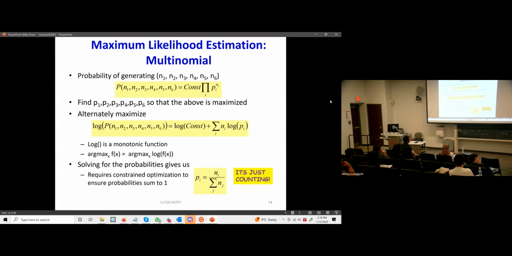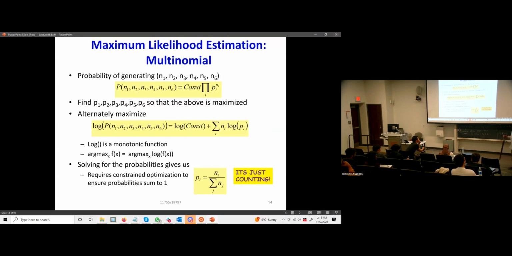Or is there something missing? There must be a constraint. The probabilities sum to 1, right? And how would you include that? I can just use a Lagrangian term out here. And then when I take the derivative and equate it to 0, I'm just going to find that my best guess for the probability of the ith outcome is ni divided by the total number of outcomes, which is what you were always told, right?